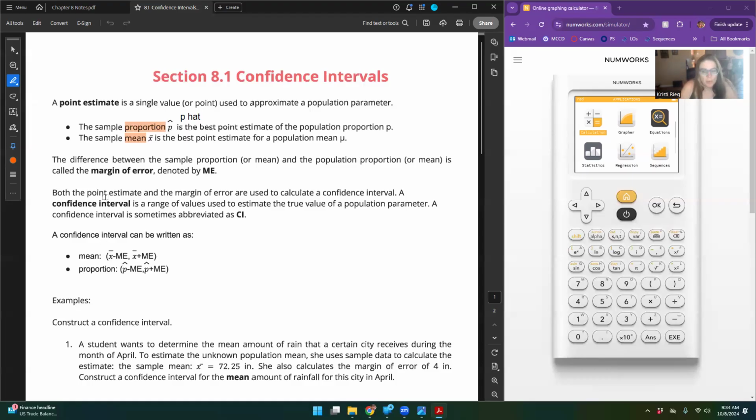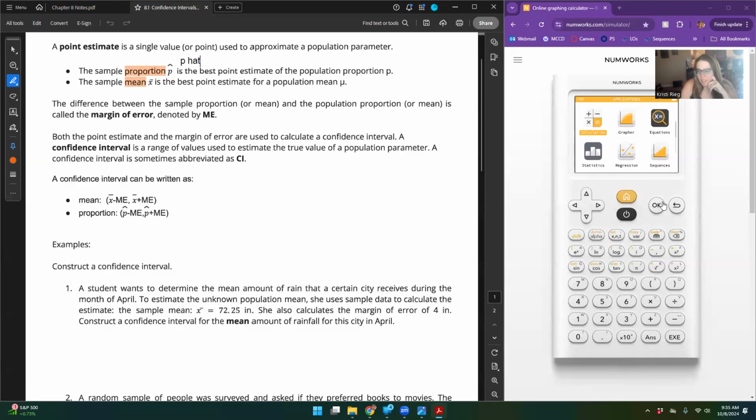Okay, so going back here, it says both the point estimate and the margin of error are used. Okay, that's what we just said. This is a confidence interval. And we'll talk about how confident we are, all that, in the next video. Right now, we're just doing the arithmetic of how to create a confidence interval. It's a range of values to estimate the true value of the population parameter, either the population mean or the population proportion. And sometimes it's abbreviated as CI. Okay, so we're going to use this definition in multiple ways today. All you need for today is just the calculator, just basic plus and minus and maybe division.